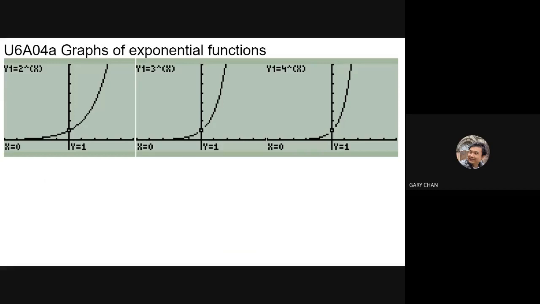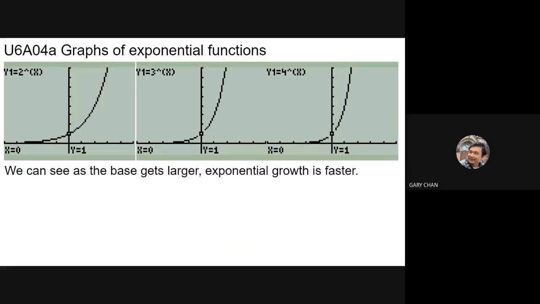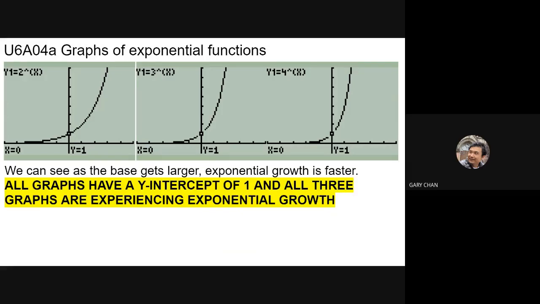So all three of these graphs are experiencing exponential growth. Not only that, there's another similarity between these three graphs. Can you spot what it is? Well, as it turns out, they all have the same y-intercept. Can you see that? They all pass through the y-axis at (0, 1). So all three of these have a y-intercept of (0, 1), and all three are experiencing exponential growth. Why is it that all three of these have the same y-intercept?